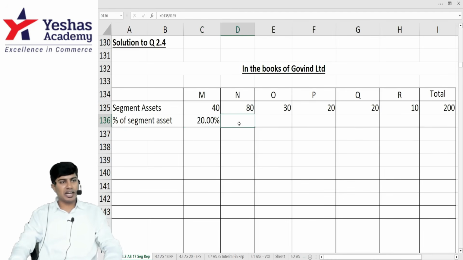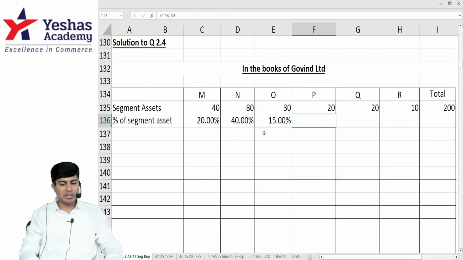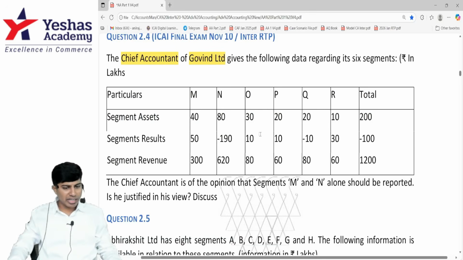20%. 80 by 200, 40. 30 by 200. 20 by 200. 20 by 200. 10 by 200. Don't conclude. Come to the next information.